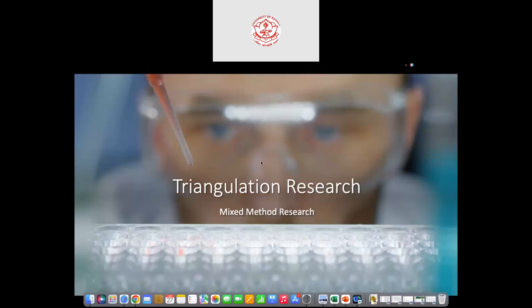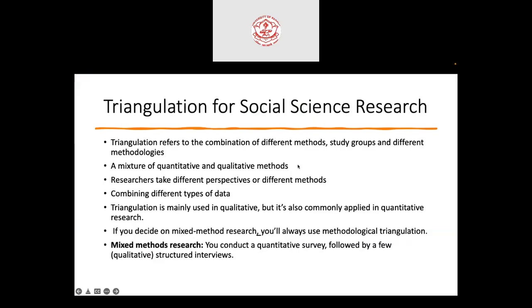Triangulation research. Triangulation research is nowadays very frequently used in social science research. It is also known as mixed method research. So, triangulation for social science research: triangulation refers to the combination of different methods, study groups, and different methodologies.